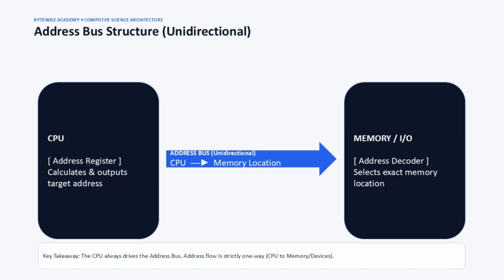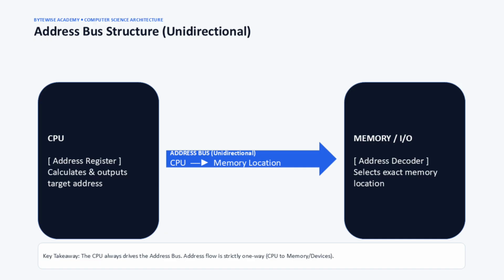But memory contains thousands, millions, or even billions of locations. How does memory know which one the CPU is referring to? This is where another important component comes into the picture, the address decoder. You can think of the address decoder as a receptionist in a large office building. Imagine someone arrives with an office number.